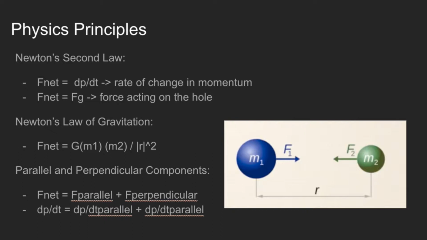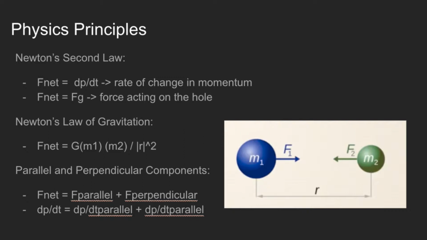Newton's law of gravitation states there is a force of gravitation between all masses in the universe. The equation is written in the slide above, where G is the gravitational constant, which is about 6.674 times 10 to the negative 11. m1 and m2 are masses of the two objects, and r is the distance between them.